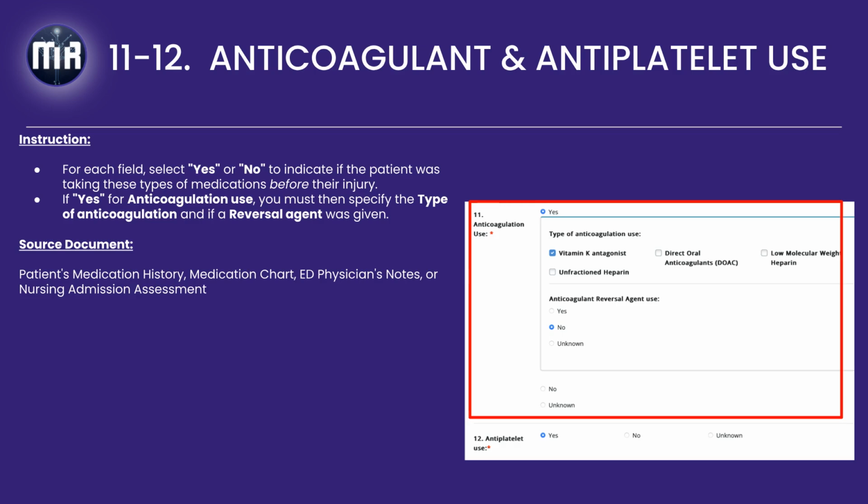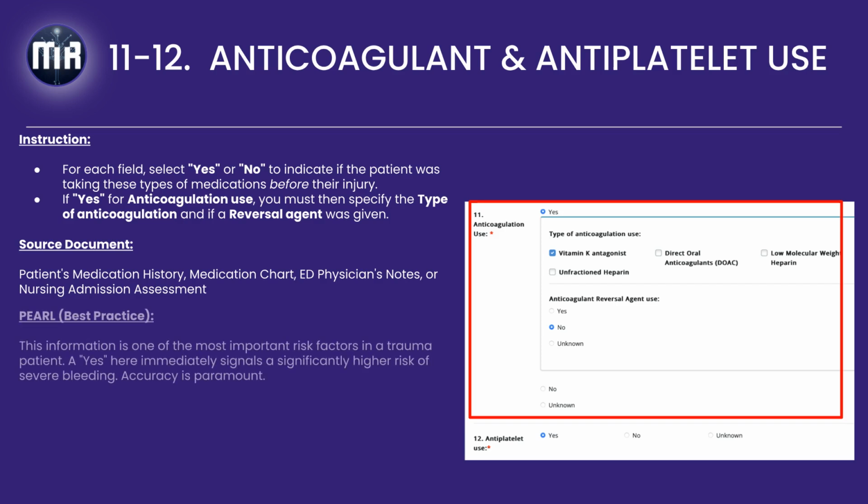If you select yes for Field 11, anticoagulation use, you must then specify the type of anticoagulant. Anticoagulant types include vitamin K antagonist, warfarin; direct oral anticoagulants, DOAC, apixaban, rivaroxaban, dabigatran; low molecular weight heparin, enoxaparin, Clexane; unfractionated heparin, standard heparin infusion; and also document if a reversal agent, like fresh blood products, was administered in the emergency department.